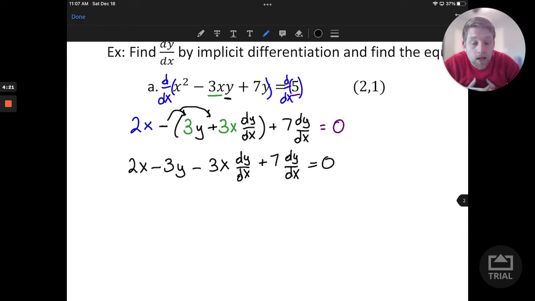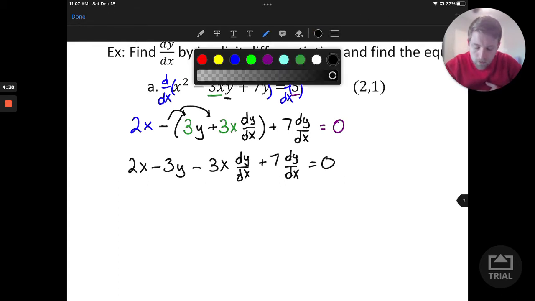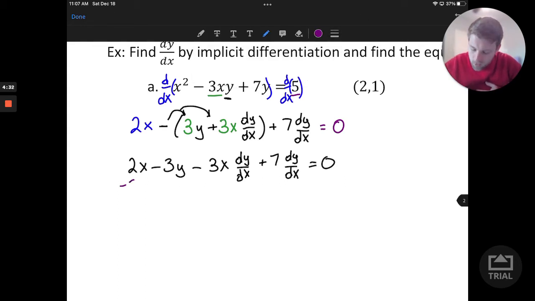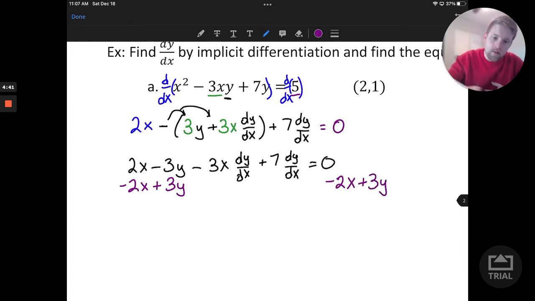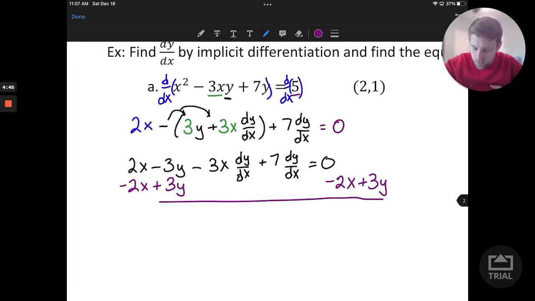Okay, so we have a good looking equation now. We have 2 derivative terms on the left, and we also have those 2 non-derivative terms. So let's go ahead and move those over to the right. We'll subtract 2x and add 3y to both sides. And those will cancel on the left, just leaving us with our derivative terms on the left.